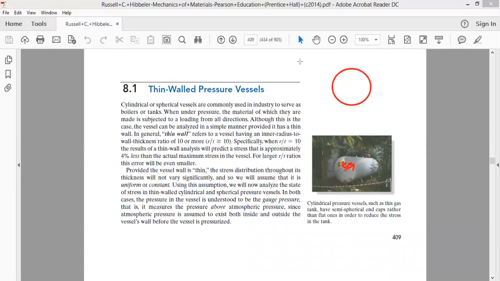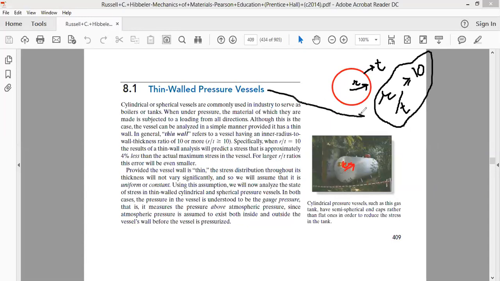So if you look at the cross section of these pressure vessels, the cross section will have some radius, and you call that radius R. And all the pressure vessels are made of a material, and the material will have some thickness. You call that thickness small t. So the definition is, if the R by t ratio, the ratio of radius to thickness, is greater than or equal to 10, then that pressure vessel is called a thin-walled pressure vessel, as is given here.